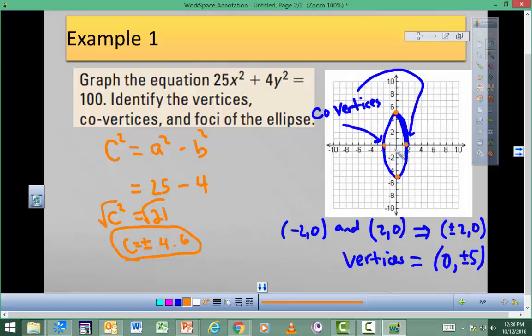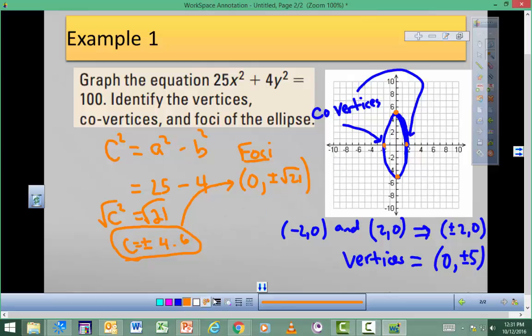So how can we list the focal points? Remember, there's a quick way to do it. It's always on the major axis, so it's 0. And if you want to write it as plus or minus square root of 21, that's actually okay. You can write it like that. So these are going to be your focal points, or foci, F1 and F2. Then you put them on the graph. We found out that it's 4.6.